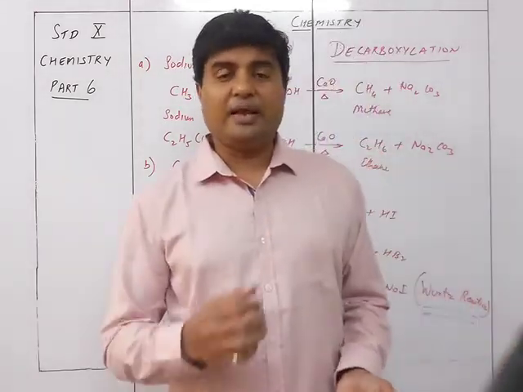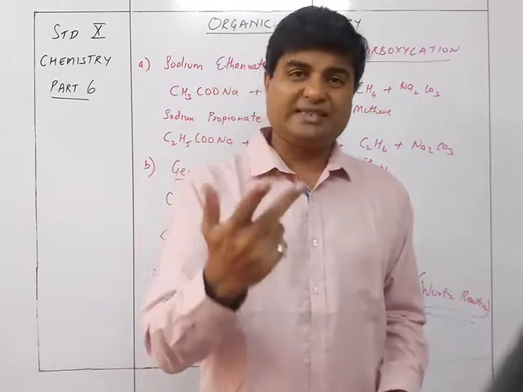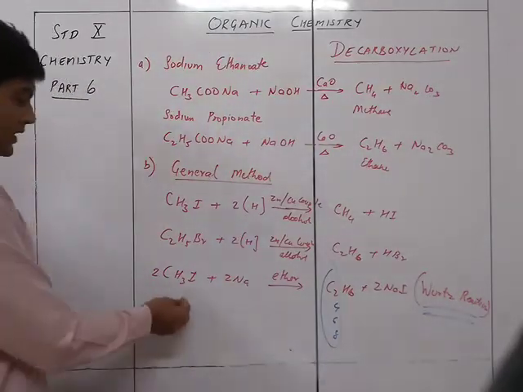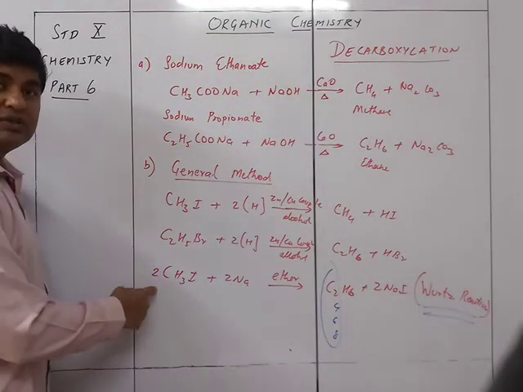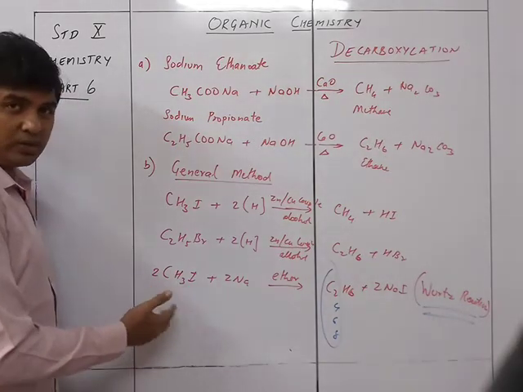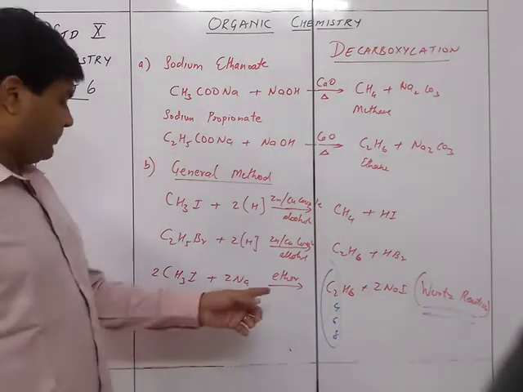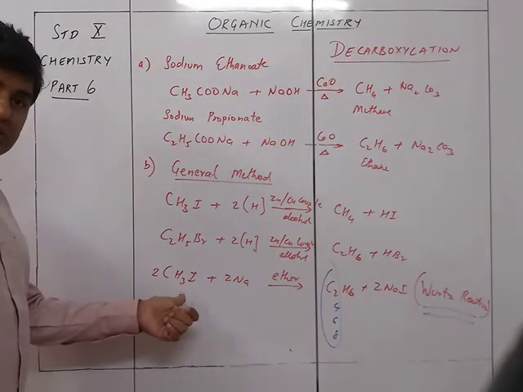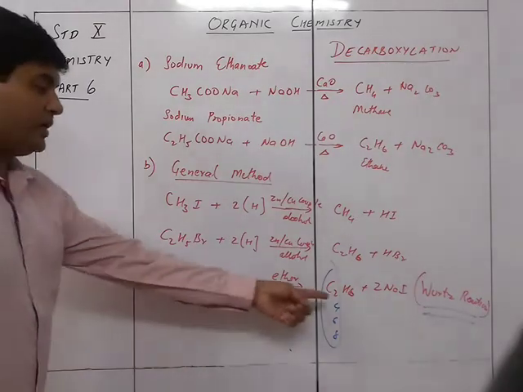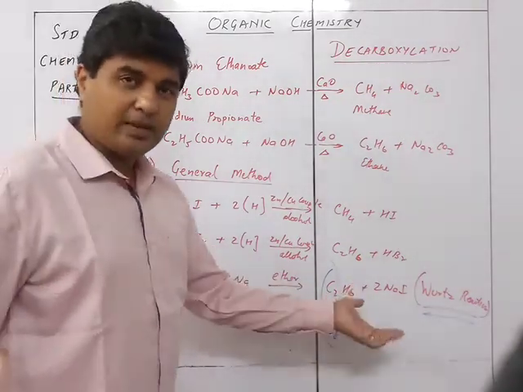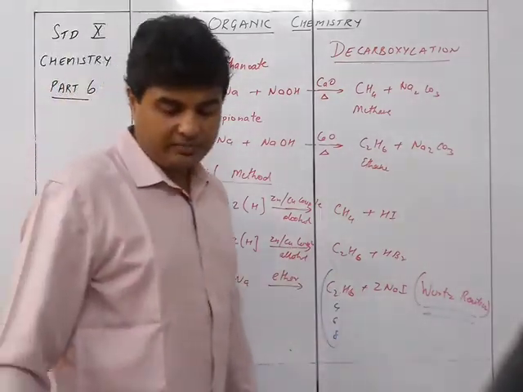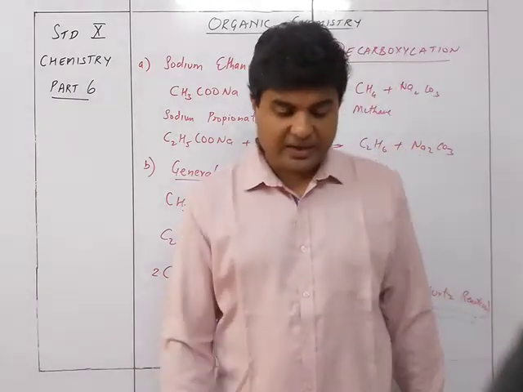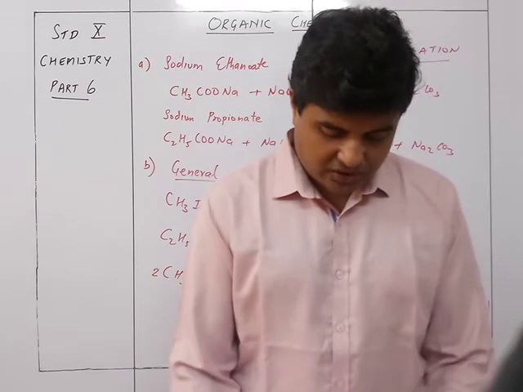So if it is an even number like C8, we are going to use the Wurtz reaction, taking the alkyl halide accordingly. If I take C3H7I next, then I am going to get C4 and so on. But anyway, you just need to learn one of them. So that is this part. That was about the preparation of methane and ethane in the laboratory and in general.